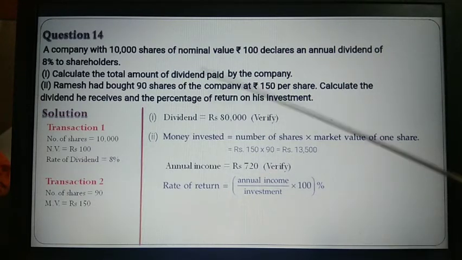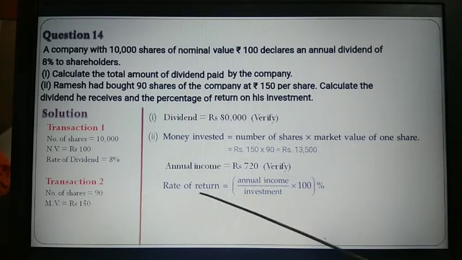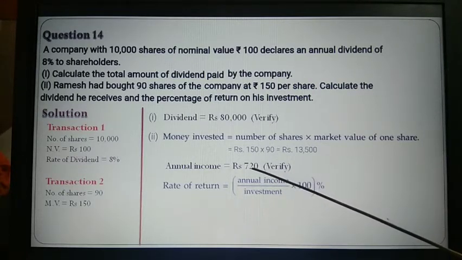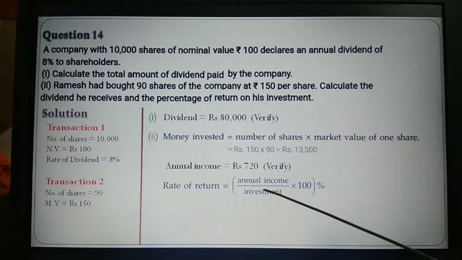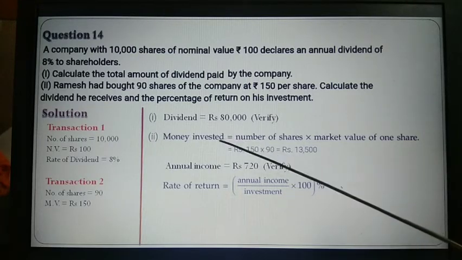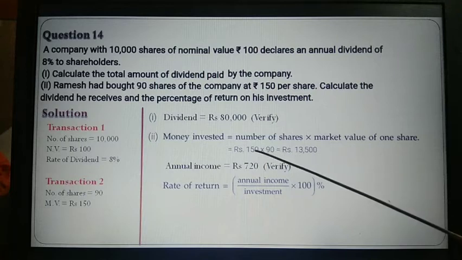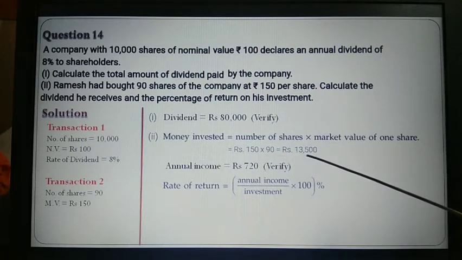Now the next part is you need to calculate the percentage of return, that is rate of return, and we know that rate of return is calculated using this formula. So let us see what things are there in this. We have annual income, which we calculated just now. We need to calculate investment. Investment is equal to number of shares, which is 90, into market value of one share, which is 150, which equals 13,500.